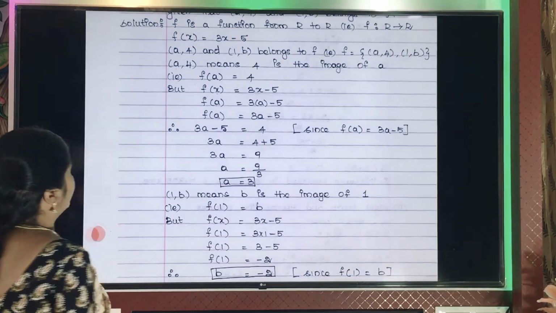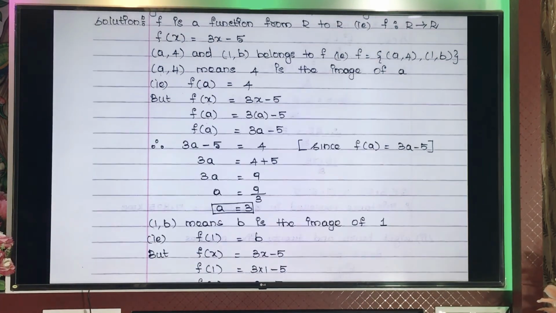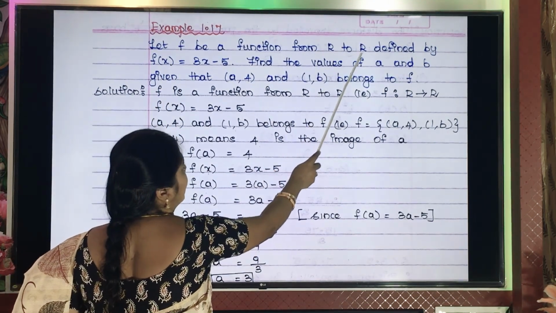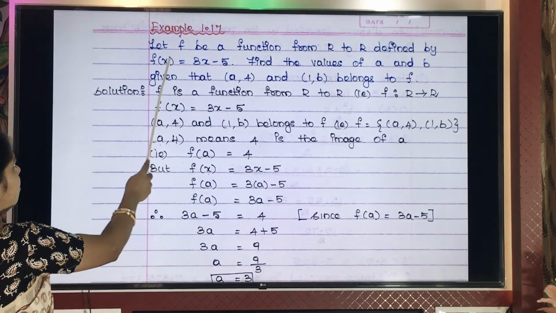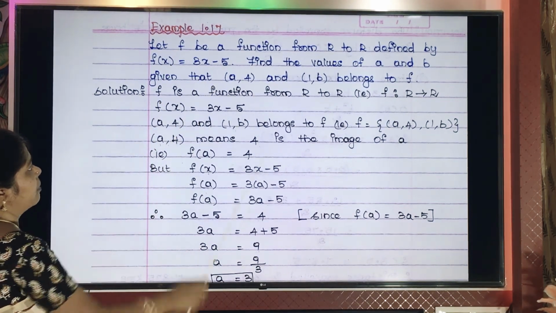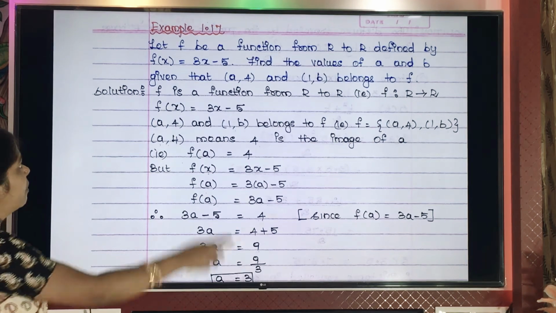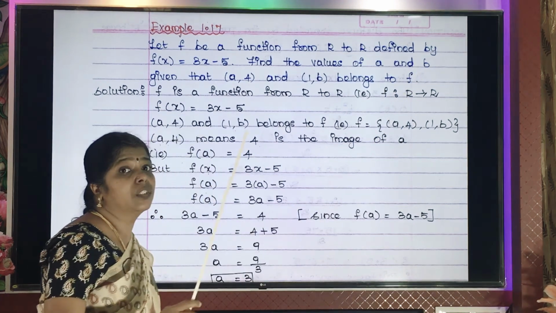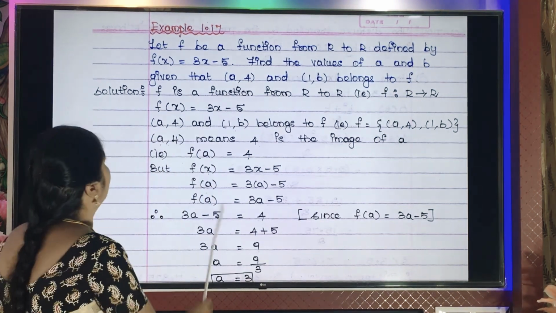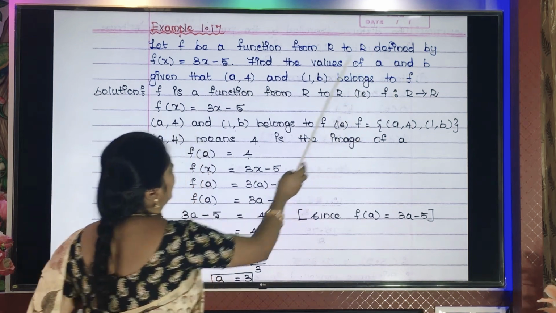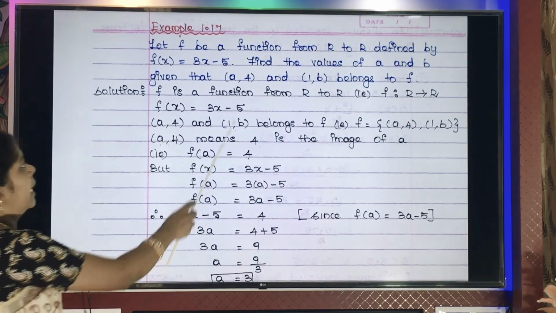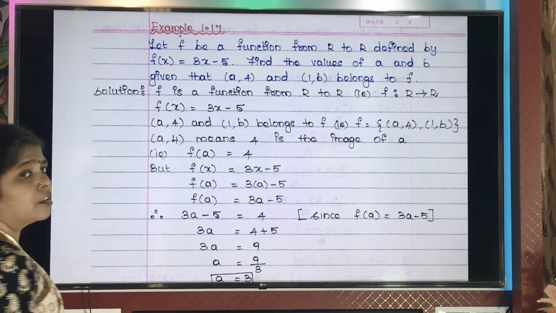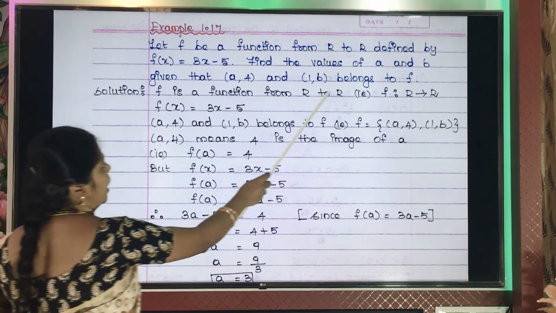Now, let us get into example 1.17. Let f be a function from R to R, real number to real number, defined by f of x equal to 3x minus 5. They have given f of x. Now we need to find the values of A and B. Children, what are we supposed to do? We need to find the values of A and B given that (A, 4) and (1, B) belong to that function. So take and write f is a function from R to R.